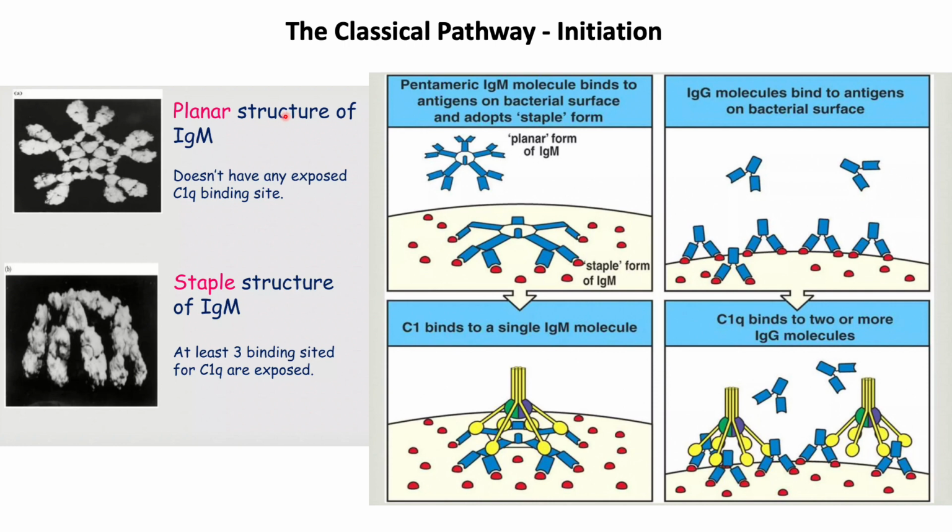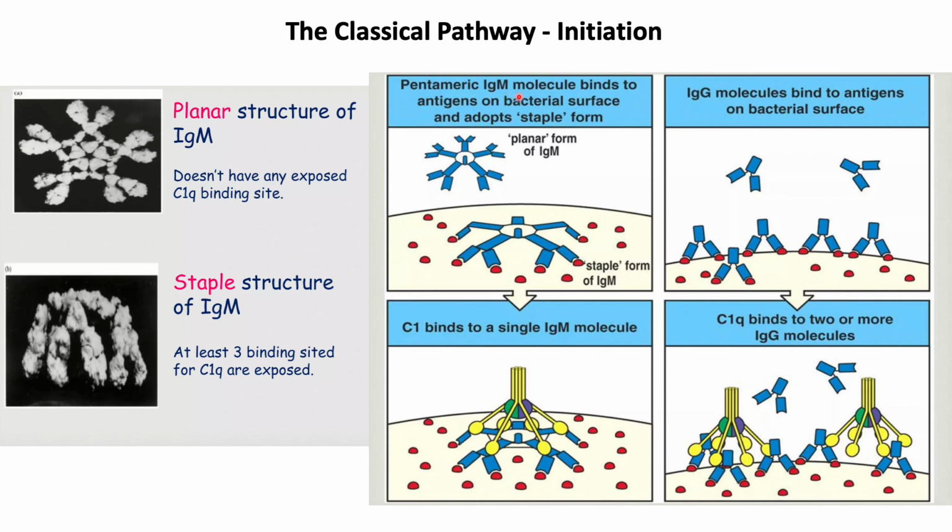So antibodies like IgM generally have two different conformations. One is the planar structure, which does not have any exposed C1Q binding sites. So this is the planar form of IgM, and it does not have any provision for the C1Q protein to bind to it. And the other conformation is the staple structure of IgM. So it has at least 3 binding sites for C1Q protein, as shown in this figure here.